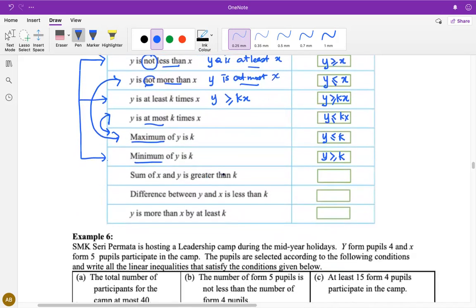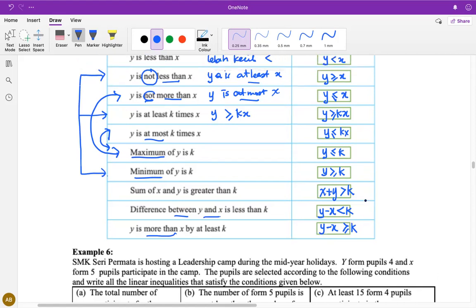Sum of x and y is greater than k, so x plus y is greater than k. The difference between y and x, that means y minus x, is less than k. Y is more than x by at least k. This means y minus x is bigger than or equal to k.